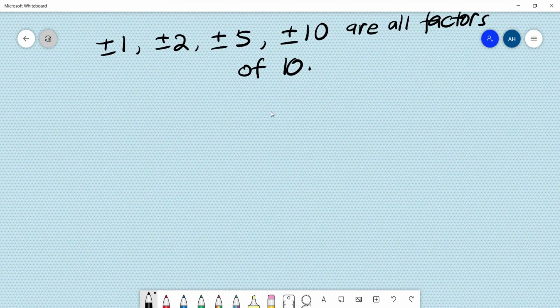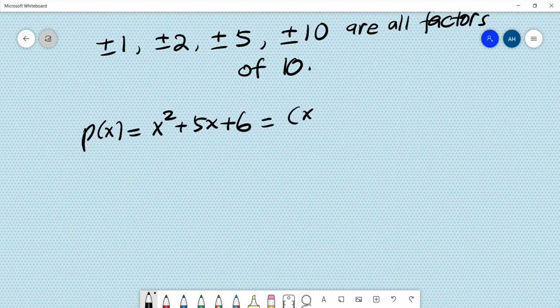Now we can extend this idea into polynomial. Suppose that we have this polynomial, that is P(x) equal to x squared plus 5x plus 6. Now this polynomial is equal to the product of x plus 2 and x plus 3. That is, if we expand the terms on the right hand side, we are going to get this polynomial, that is x squared plus 5x plus 6.